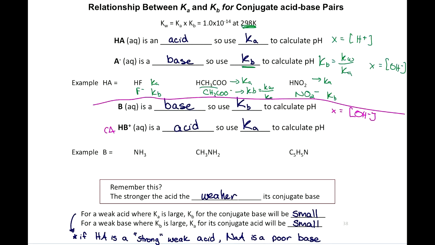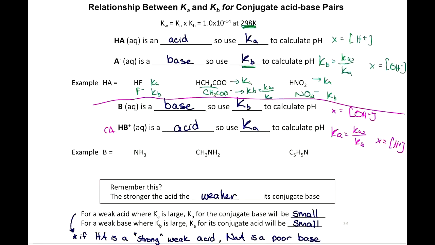But will you find the Ka of HB plus? No, you won't. You have to calculate it. Ka equals Kw over Kb. That Kb value will be given. All right, for completeness, when you solve for X, what is X equal to? Concentration of H plus, because what did you use? You used HA because it's an acid. And so X is H plus concentration.